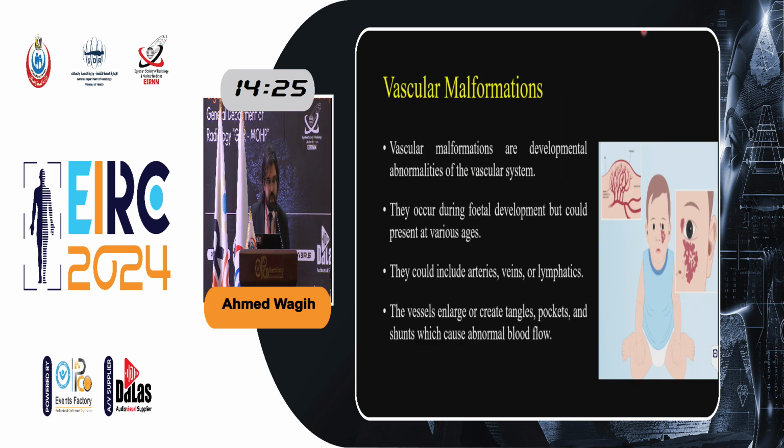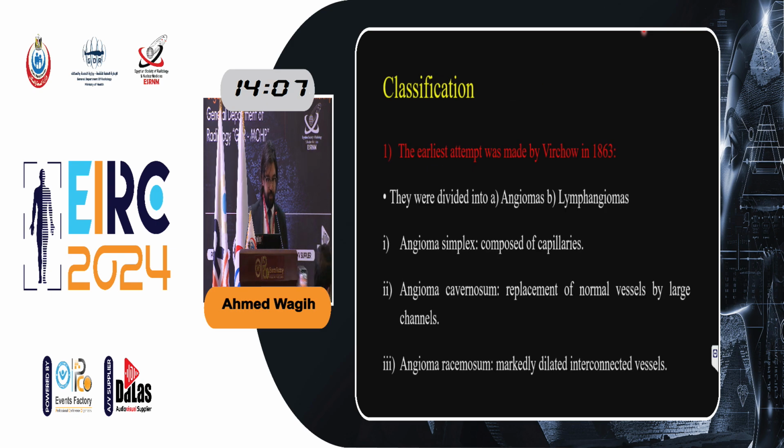Vascular malformations are developmental abnormalities of the vascular system. They occur during fetal development but could present at various ages. They could include arteries, veins, or lymphatics. The vessels enlarge and create tangles, pockets, and shunts of which abnormal blood flow occurs.